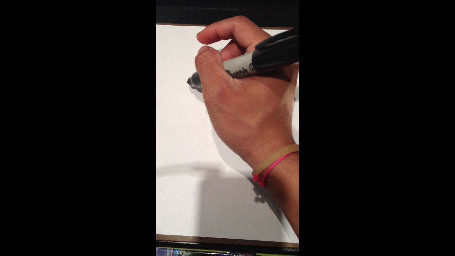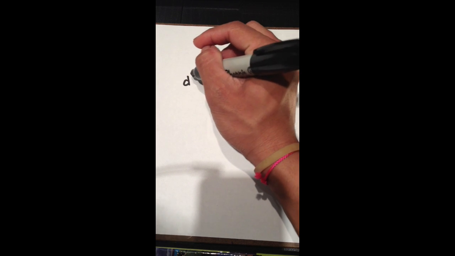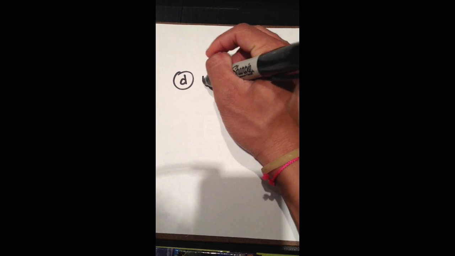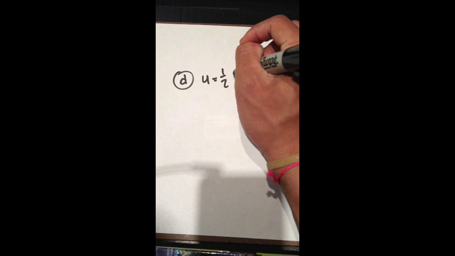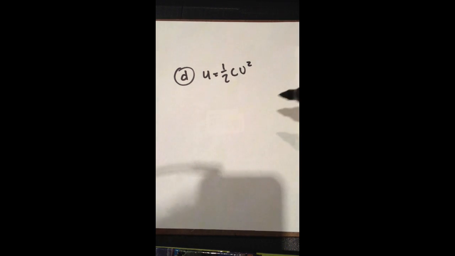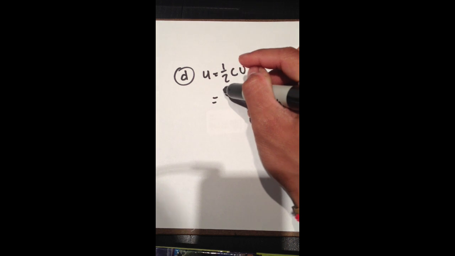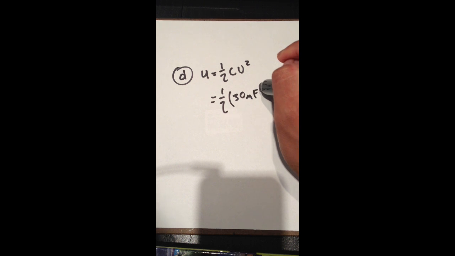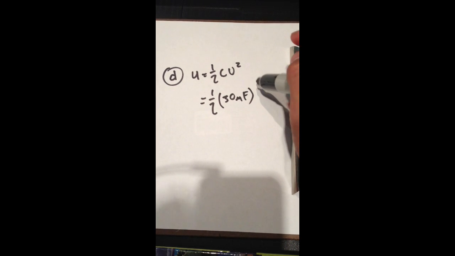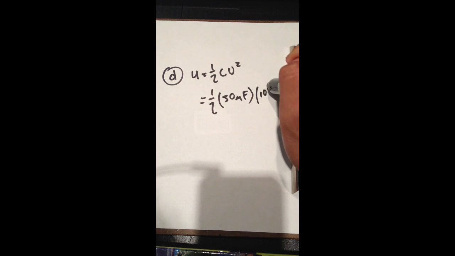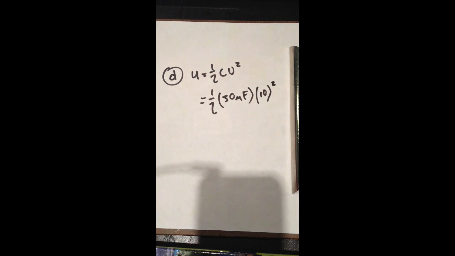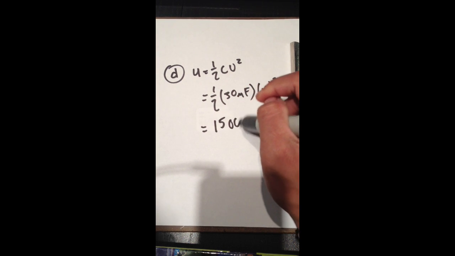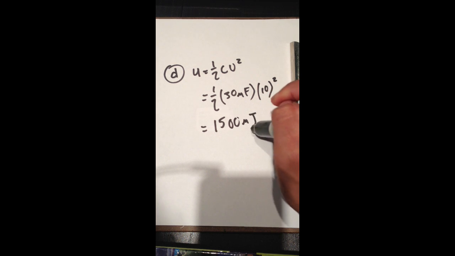Okay, part D asks for the amount of energy stored in the capacitor. So to do this, we can use the formula U equals 1/2 CV squared, and then just plug in. 1/2, 30 microfarads, times the voltage through the capacitor, which is 10 volts squared. Okay, so plug it into your calculator and you should get 1500 microjoules.